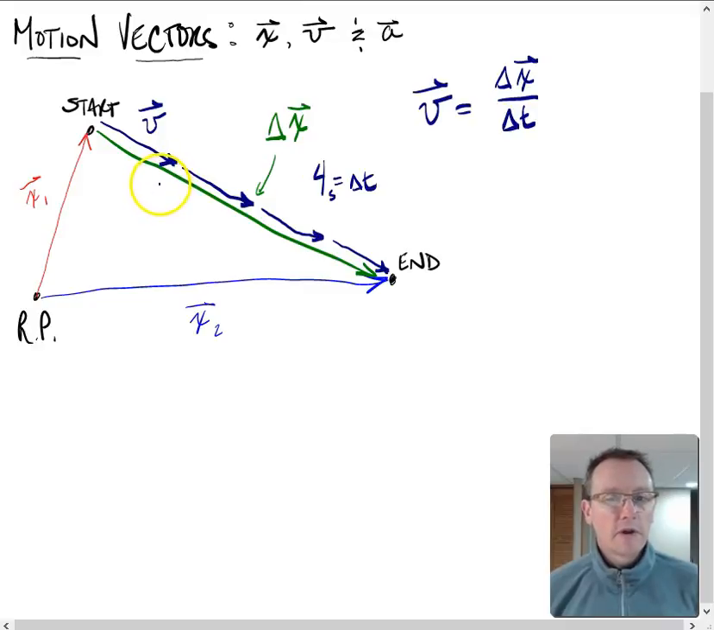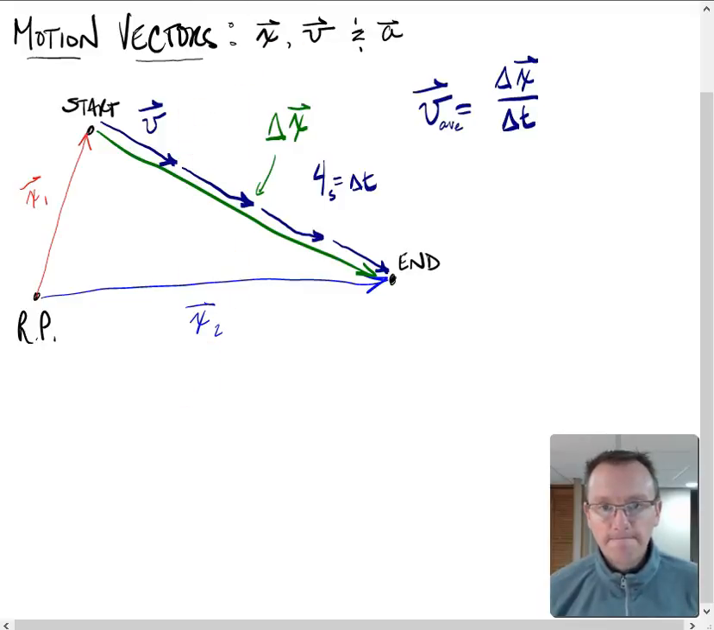Now, you're probably thinking, is that an average or an instantaneous? And the answer, of course, is that we don't really know exactly what happened between the start and the end. We just know that after 4 seconds, the object that was here is now over there. And so really this is an average velocity there. And notice I'm not using the word speed because speed implies that there's no direction that we're worried about.